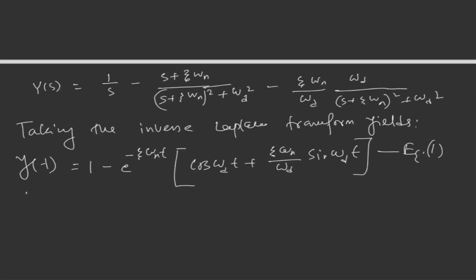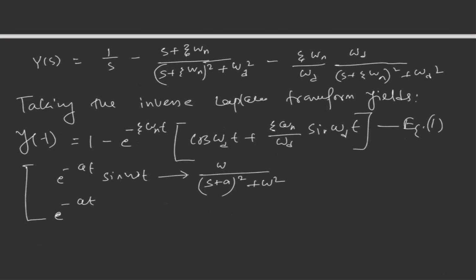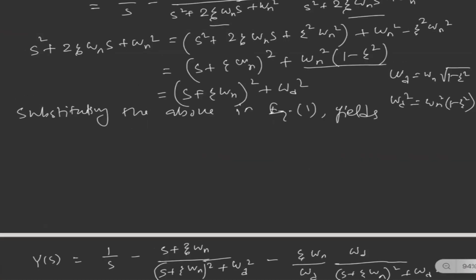Here we have basically used the Laplace transform of e^(−at) sin ωt, which is ω / ((s + a)² + ω²), and the Laplace transform of e^(−at) cos ωt, which is (s + a) / ((s + a)² + ω²). If you take the inverse Laplace transform, you get this expression. These are the terms we have used in equation number 2, and this is equation number 2 and equation number 1.